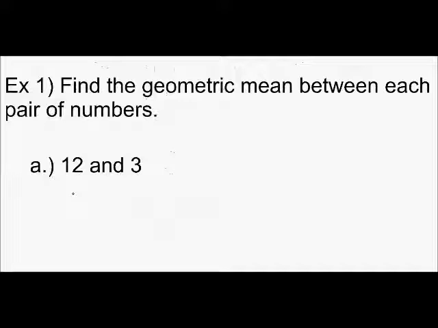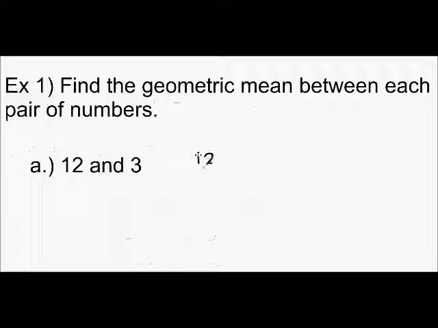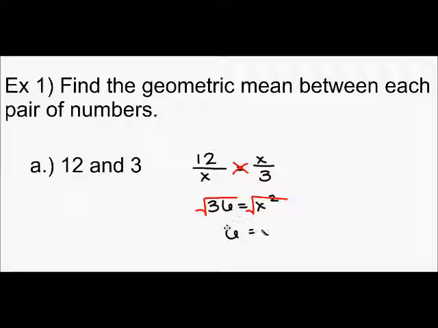Example 1, find the geometric mean between each pair of numbers. Now, there's two ways I could do this. I could set up a proportion like I just did, and you should do this if it helps you. So I could say 12 over x equals x over 3, and cross multiply to solve for x. And I get 12 times 3, which is 36, equals x squared. Now I'm going to square root both sides, and I get 6 is x. So my geometric mean here is 6.